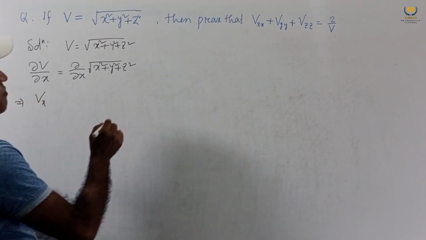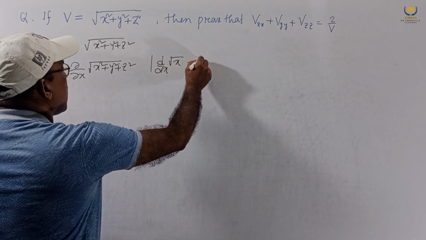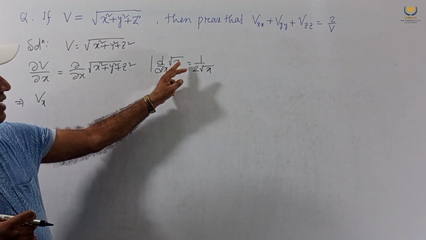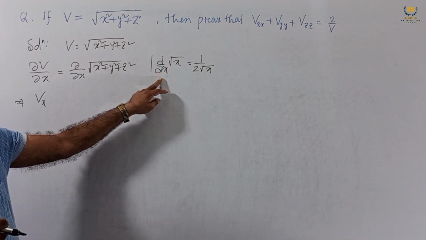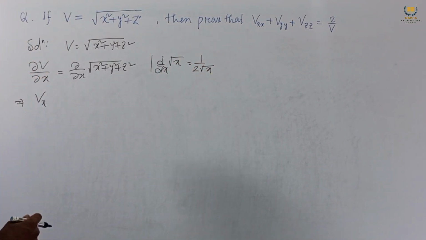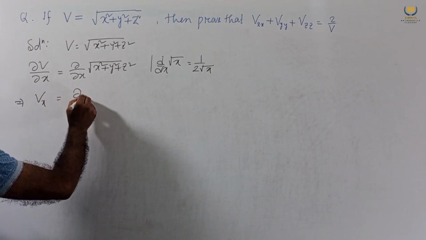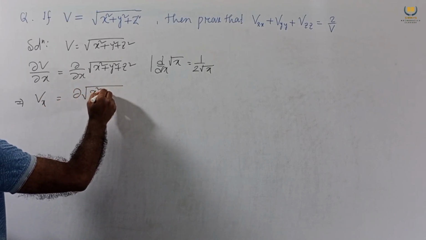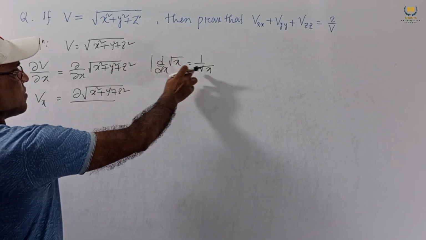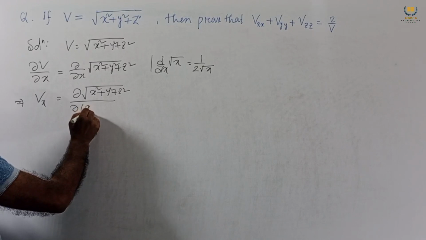We know the formula d/dx of root x is 1 by 2 root x. When the thing under the root and the variable we differentiate by are both the same x, the answer is 1 by 2 root x. But here x square, y square, z square is under the root; these are different. So by using the chain rule we can write this formula. The thing under the root is x square plus y square plus z square, and it must be written here.